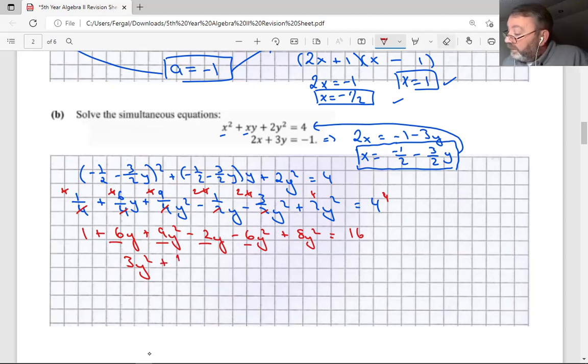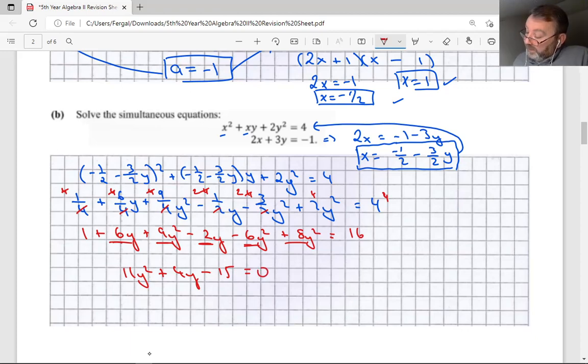Actually, I forgot something there, didn't I? Let's try that again. 9y squared minus 6y squared is 3, plus 8 is 11y squared. That's better. Okay, now the y's. 6y minus 2y is 4y. And then you have 1. That's all on that side, isn't it? 1, and then equals 16. So 1 minus 16 is minus 15. That's equal to 0.